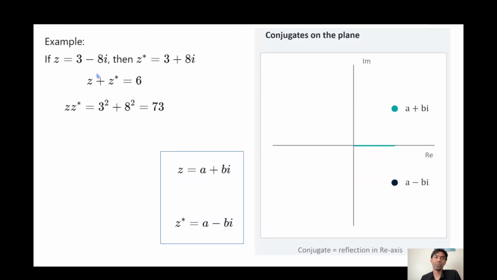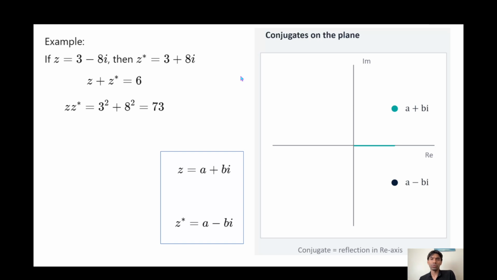Here is an example. If we have z is equal to 3 minus 8i, then z star is equal to 3 plus 8i. z plus z star is equal to 6, because all we have to do is just do 2a. 2 times a, so a is equal to 3 in both cases, so 2 times a is 6. Here we have z multiplied by z star, which is equal to 3 squared plus 8 squared. So that's a squared, where a is equal to 3, and b squared, because b is equal to 8, and that should give us 73.